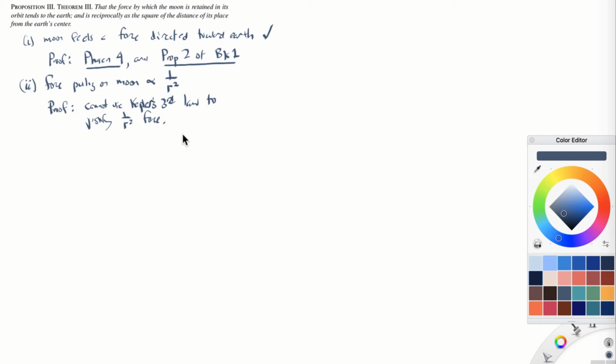There was one moon, so he could not use Kepler's third law to justify a 1 over r squared force. So how does he do this? Well, he invokes something that we did not study. He mentions that, so he can't use this, but what he can use is the fact that the apogees of the moon are stationary. I'm not going to be able to explain this in a way that will completely satisfy you. Let me just state what the apogees are.